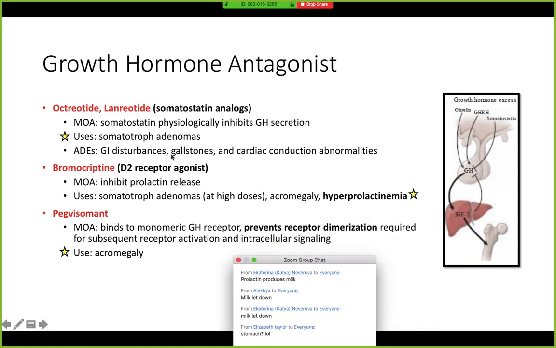Okay, so growth hormone antagonists. The first two are octreotide and lanreotide, and these are both somatostatin analogs. So remember, somatostatin inhibits growth hormone. These are both used to treat somatotroph adenomas. Your somatotrophs release growth hormone, so these are tumors that cause an excess in growth hormone release.